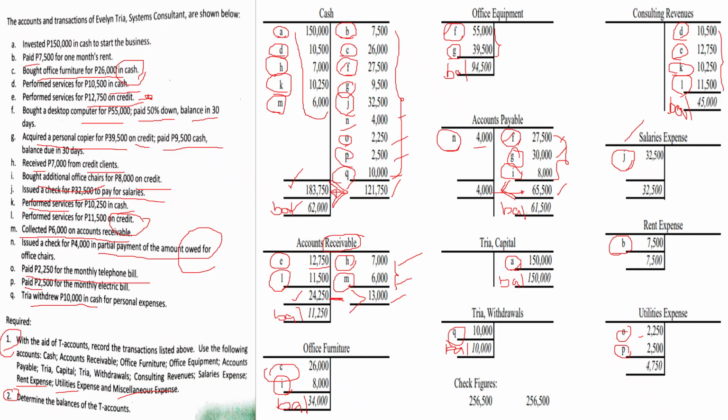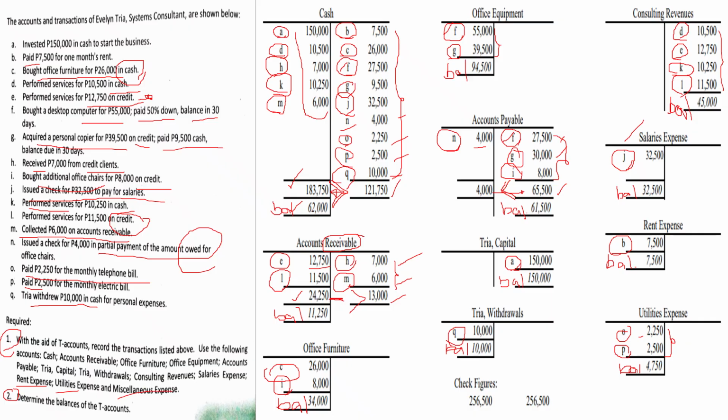Salary expense, we only have one transaction and it's only debit, so we just copy and this is the balance. The same with rent expense. For utilities, we have two, all debits. We add the debits. We get this 4,750 as our balance. Now take note, when you check figures, we add all balances.